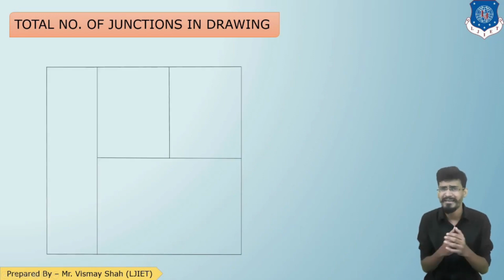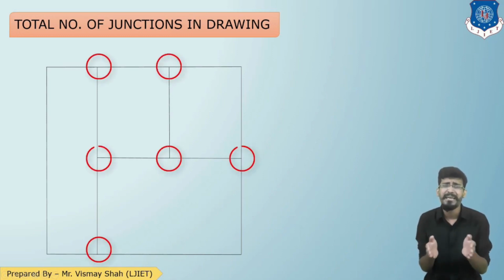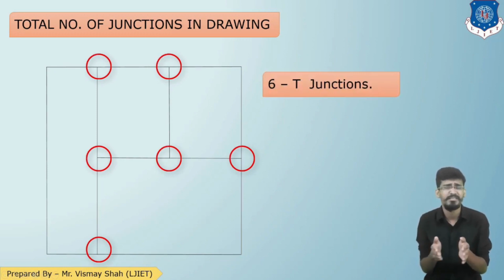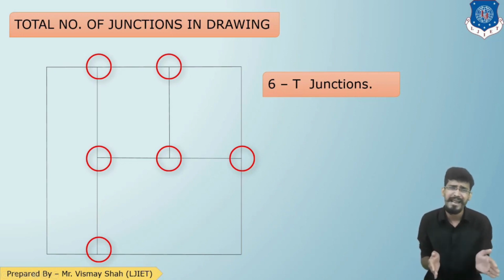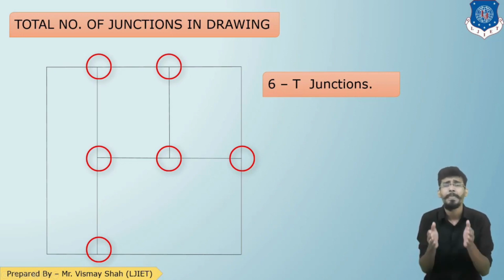So here is the line diagram of the given drawing. Now let us highlight the junctions. As you can see in the entire drawing, there are 6 T junctions and there is no plus junction. So the total number of junctions will be 6 T junctions. I hope we are clear about the total centerline length and about the junctions.